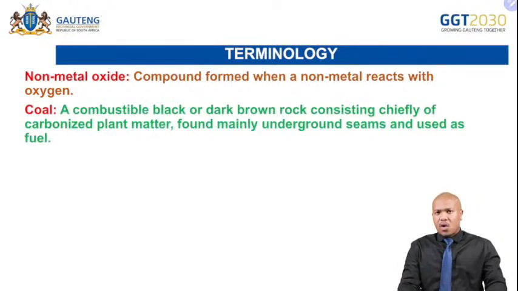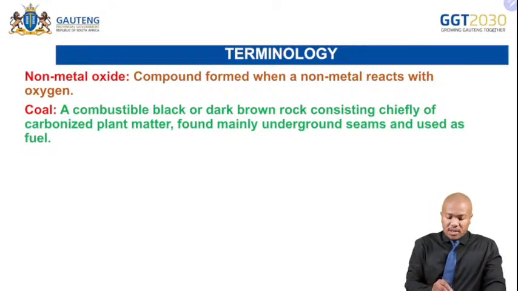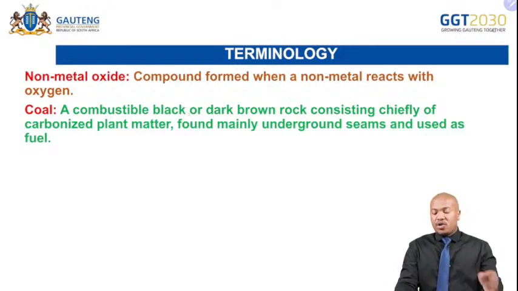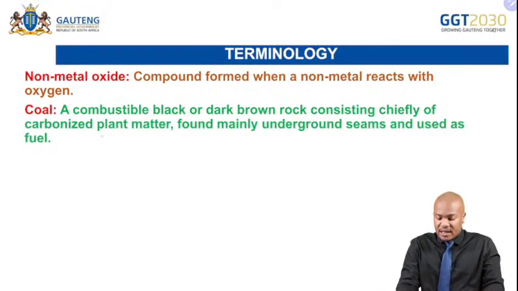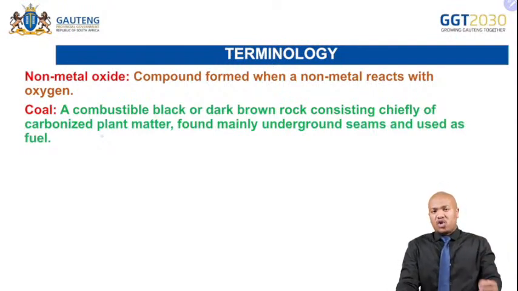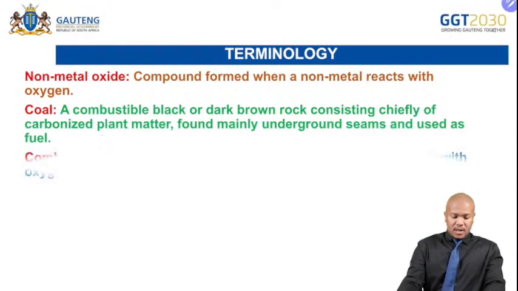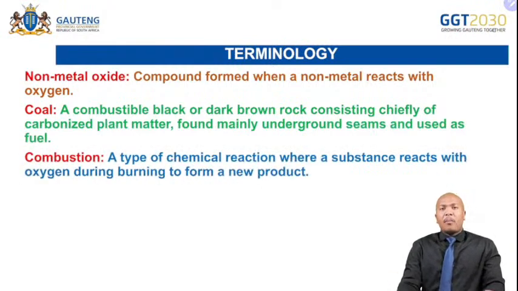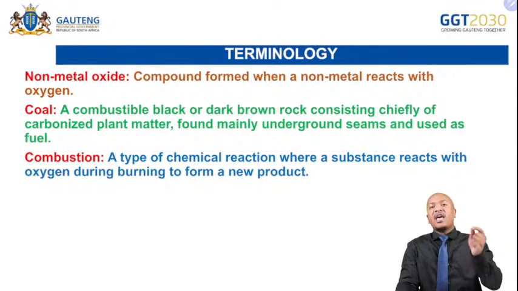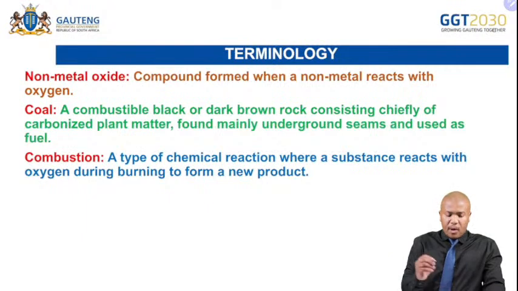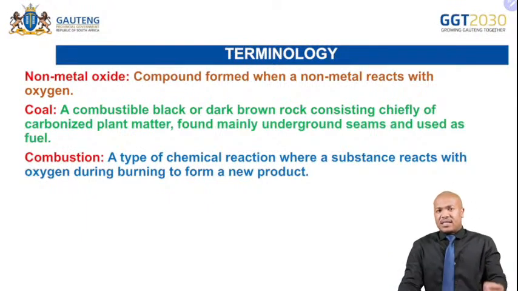Now, coal. I think we have heard this word before, or we have seen coal, right? Coal is a combustible black or dark brown rock which consists of carbonized plant matter, which is found mainly in underground seams and used as fuel. We're going to talk more about coal today as well. Right, combustion. Combustion is a type of chemical reaction where a substance reacts with oxygen during burning to form a new product. We have talked about combustion also in the previous lesson.